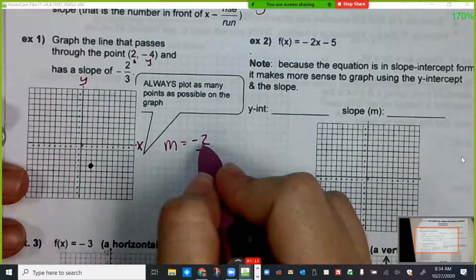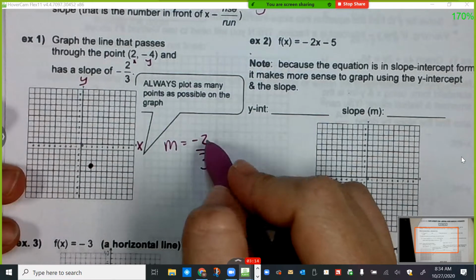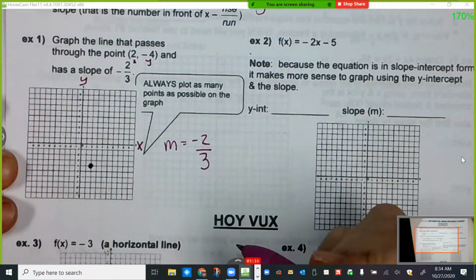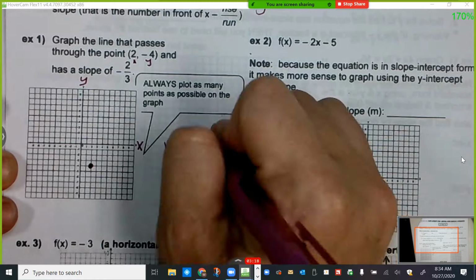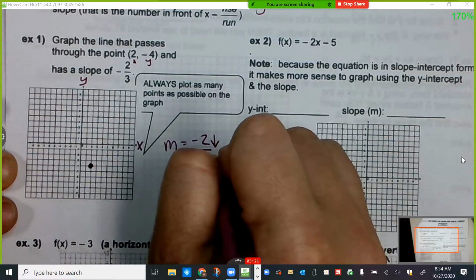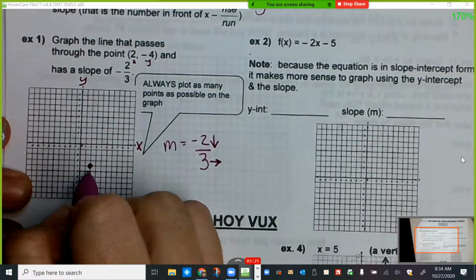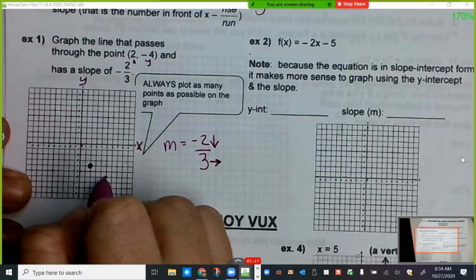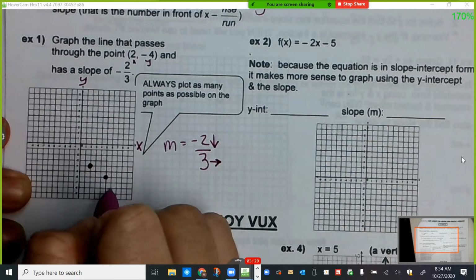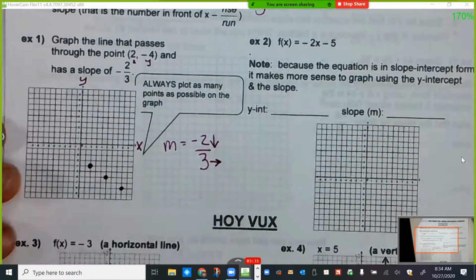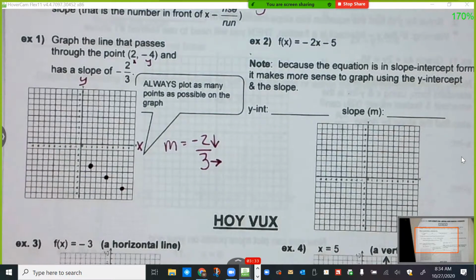Okay, so -2, remember it's rise over run, but do you go up or down with a negative? Down. And then always go to the right when the bottom is positive. So go down 2, right 1, 2, 3. Down 2, right 1, 2, 3. Okay, now I've run out of space. Now have I graphed the points all the way across though? No. We have all this space over here to follow that pattern.